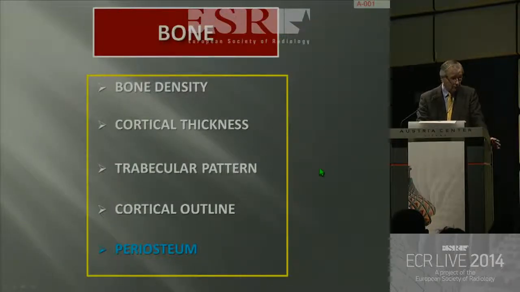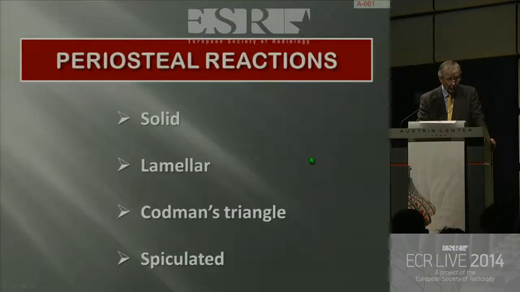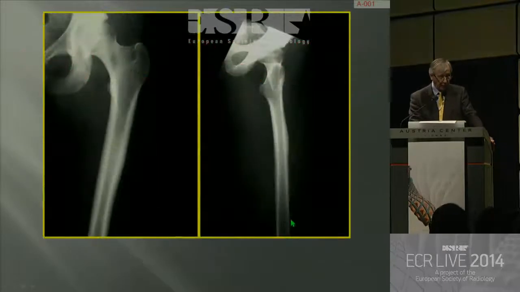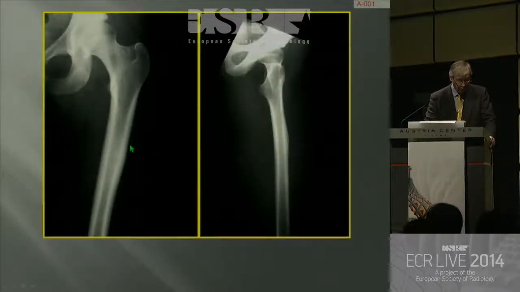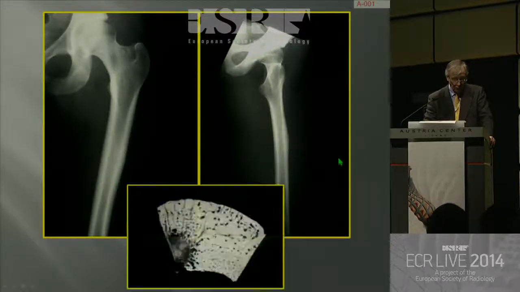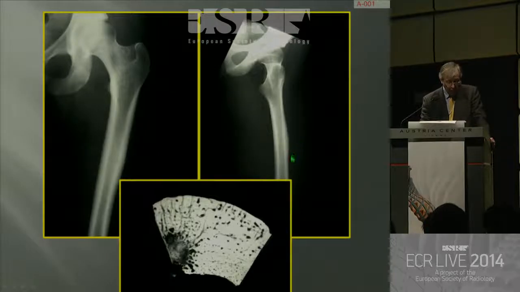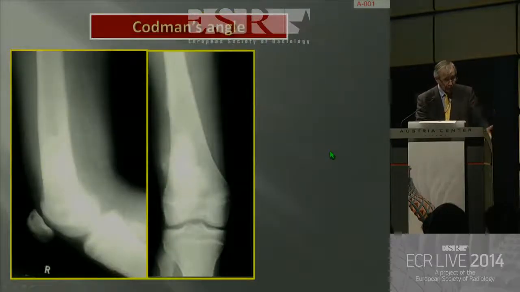Finally, in this, looking at bone, the periosteum. Now, there are different reactions to the periosteum. You can get a solid reaction, rather more lamellar, and then, of course, the Codman's triangle, which we're all familiar with, and the spiculated changes. Here is a classic solid lamellar type of periosteal reaction due to an osteoid osteoma. You can see the bone response on the microfocal X-ray of the specimen. So that's the lamella becoming solid.